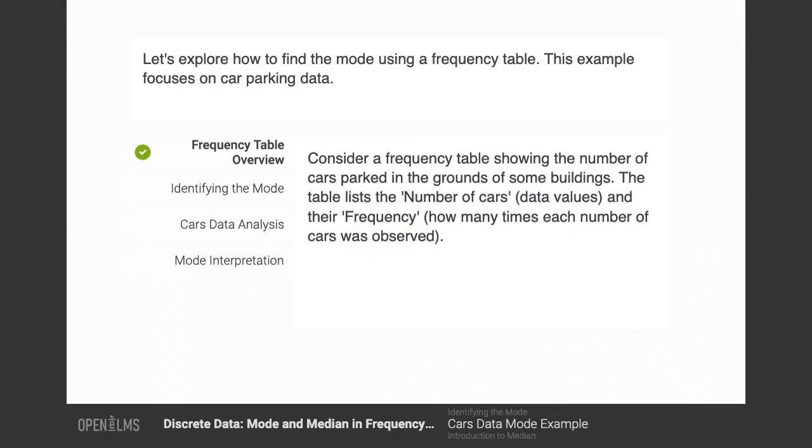Consider a frequency table showing the number of cars parked in the grounds of some buildings. The table lists the number of cars, data values, and their frequency, how many times each number of cars was observed.